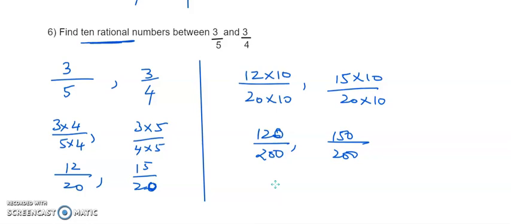So what was our first step? Change the unlike fraction to like fraction. Once you get the like fractions, you check the numerators. If the numerators are really far away from each other, then it's easy to find the rational numbers that they are asking us to. But if the numerators are very close to each other, then what do you do? You make them bigger numerators by multiplying by 10 to the numerator and denominator. And then you find your desired rational numbers, the number of rational numbers they have mentioned in the question.